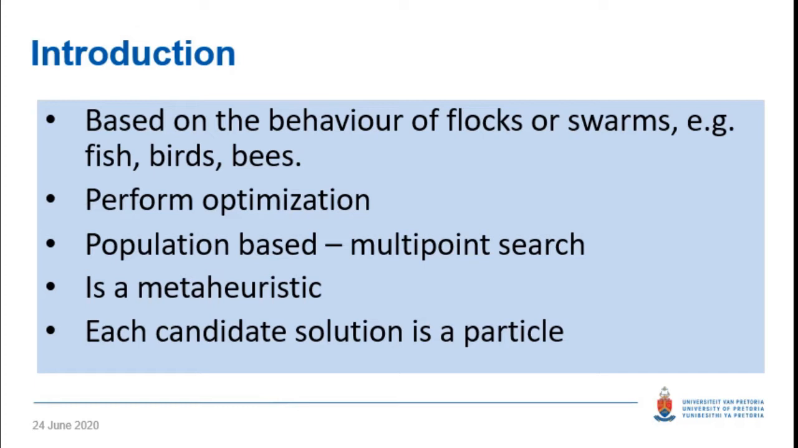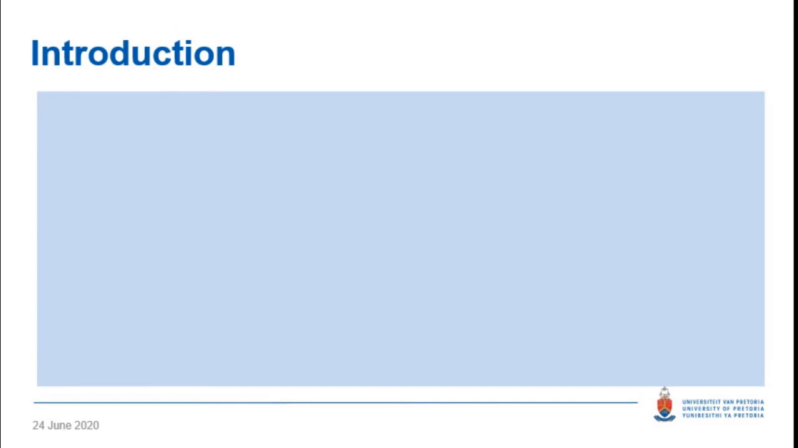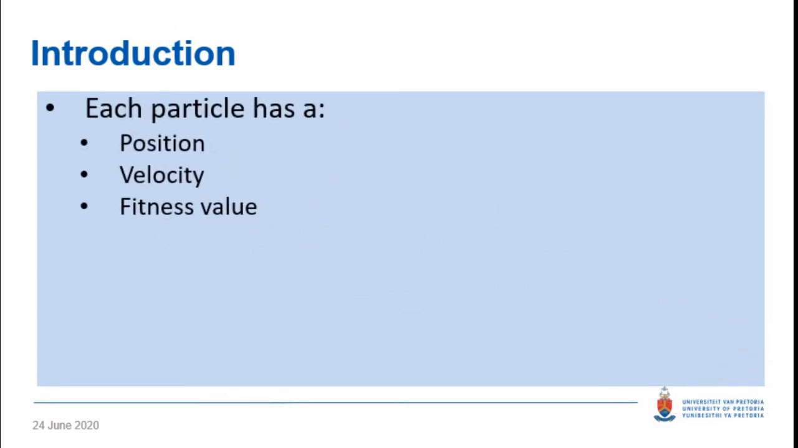Now, here your candidate solutions are represented by a particle, and you'll see a particle is made up of a number of components. So associated with each particle are basically three different components. The first is the position of the particle, which we'll refer to as x subscript i, and i referring to the ith particle. We also have the velocity of the particle.